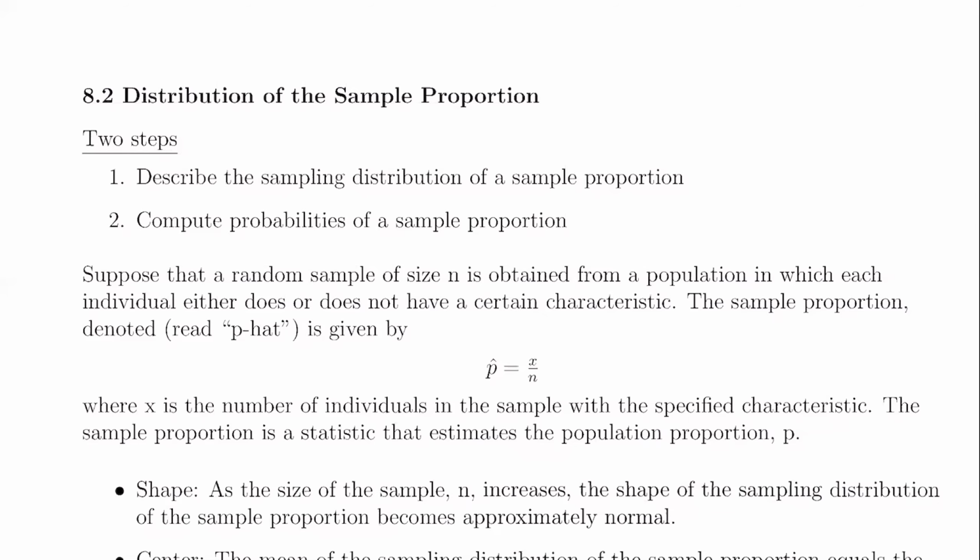Okay, so up next we're getting to 8.2. For 8.2, we're actually going to be doing the same thing. The only thing is we're transitioning from having a sample mean to now having something called a p-hat. So instead of a sample mean, we're going to be doing a sample proportion.